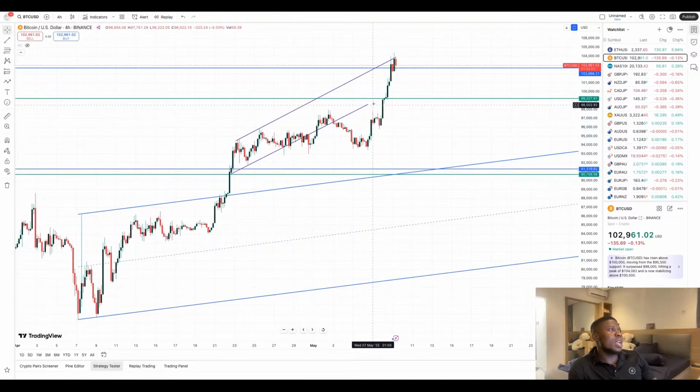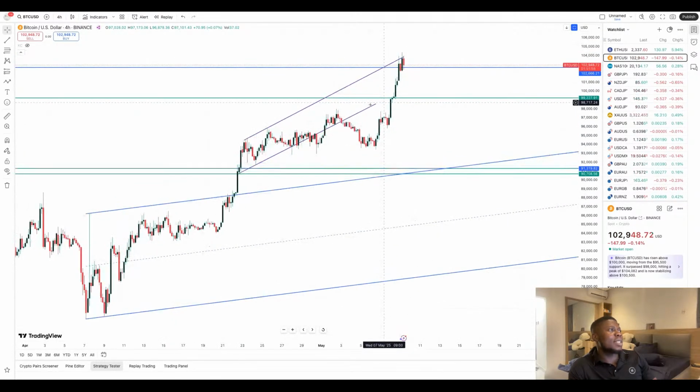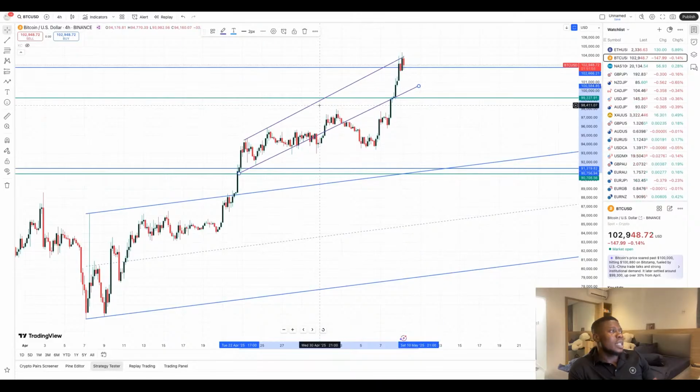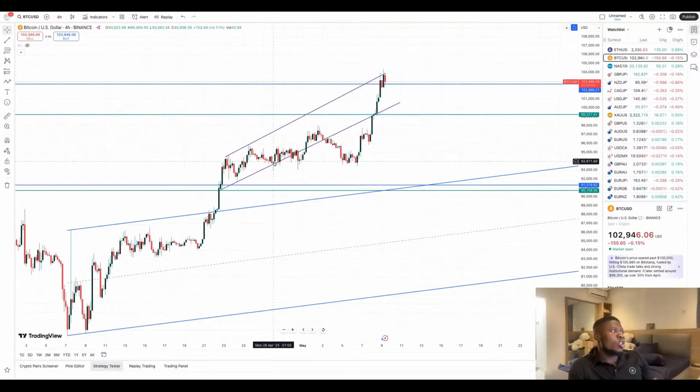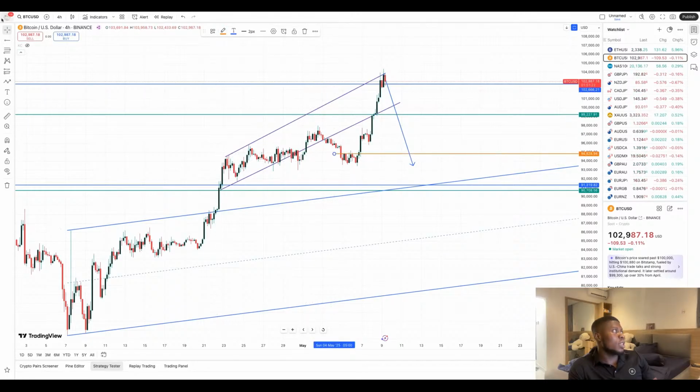Now, mind you, if you have a pattern like this, it is a continuation pattern. And on this continuation pattern, we already have a breakout on this swing. So definitely, if we have a breakout here, the market will come back to this support. So the safest area to take a Bitcoin trade is this zone, 94,000.